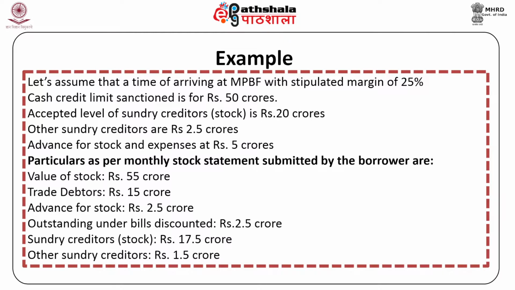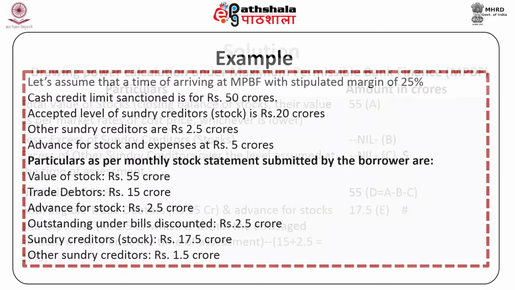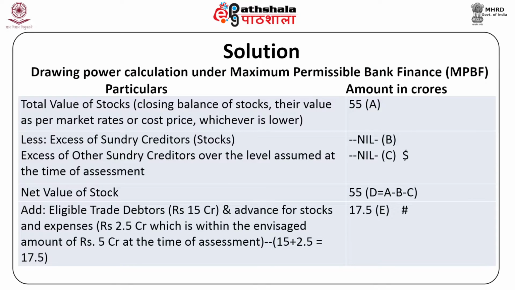Particulars as per the monthly stock statement submitted by the borrower are: value of stock 55 crores, trade debtors 15 crores, advance for stocks 2.5 crores, outstanding under bills discounted rupees 2.5 crore. Sundry creditors of stock is rupees 17.5 crore. Other sundry creditors is 1.5 crore. Now solution. Drawing power calculation under maximum permissible bank finance, MPBF, is like this.